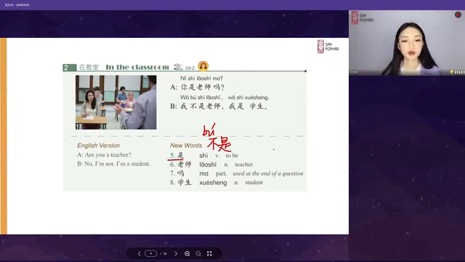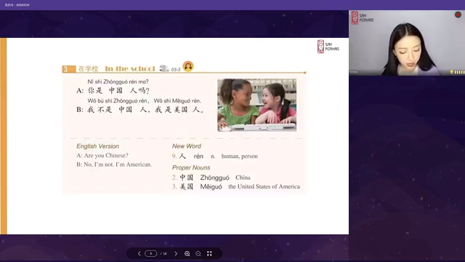我不是老师，我是学生。Very good. Now let's move on to our next text. As usual, the new words. First one is 人. Read after me, please. 人, 日, n, 人. The initial 日, the final n, the tone, second tone. 日, n, 人. It means human, person, human person.